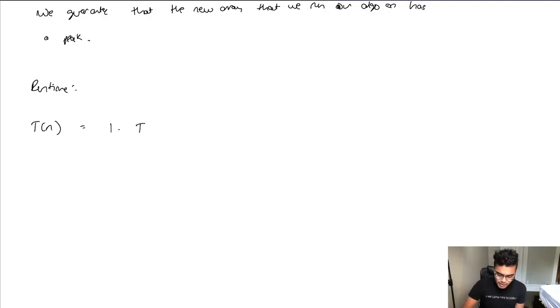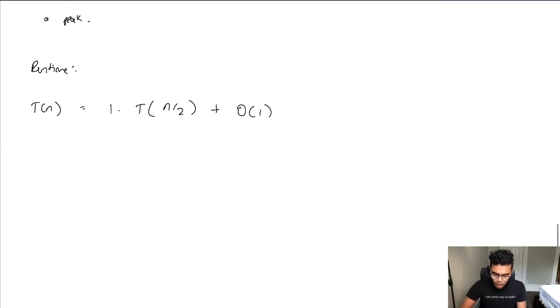So we say 1 times T of n divided by 2, because we're dividing our array in half every single time, plus, and how much work is being done at every step? All we're really doing is comparing to see if my middle value is greater than my left or my right. So the work here is just O of 1, two simple comparison operations. So plus O of 1.